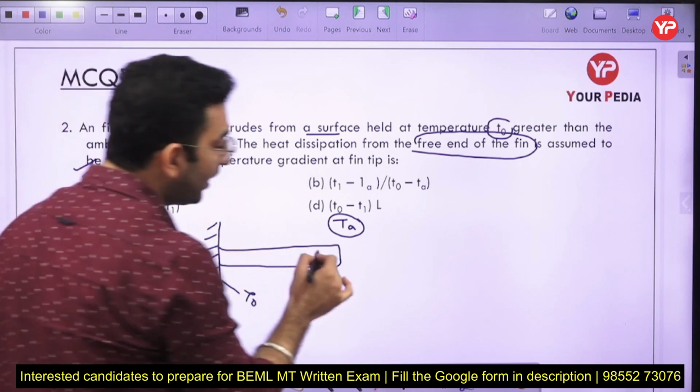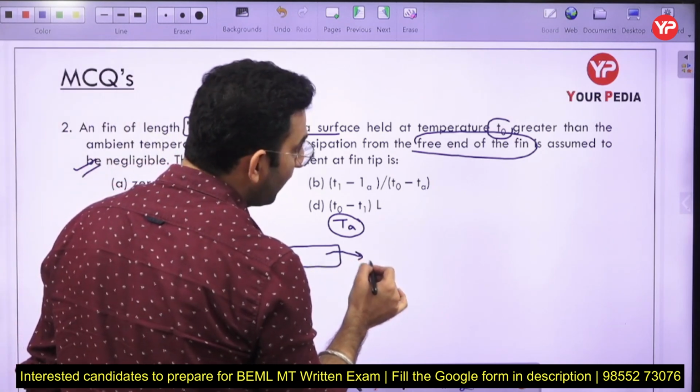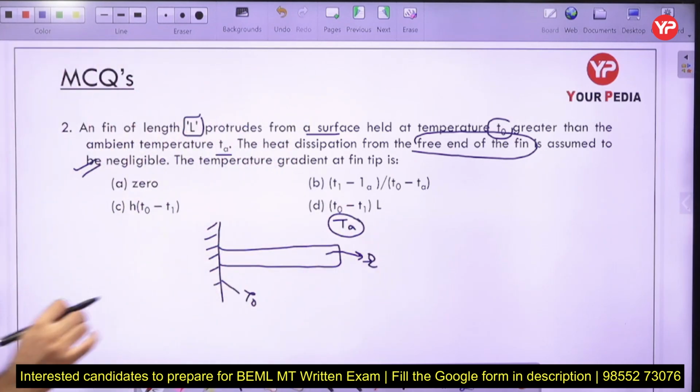That means there is no heat transfer taking place from the tip. There is no heat transfer taking place from the free end of the fin, or I can say it is an adiabatic fin case here. Okay, adiabatic tip case is there.